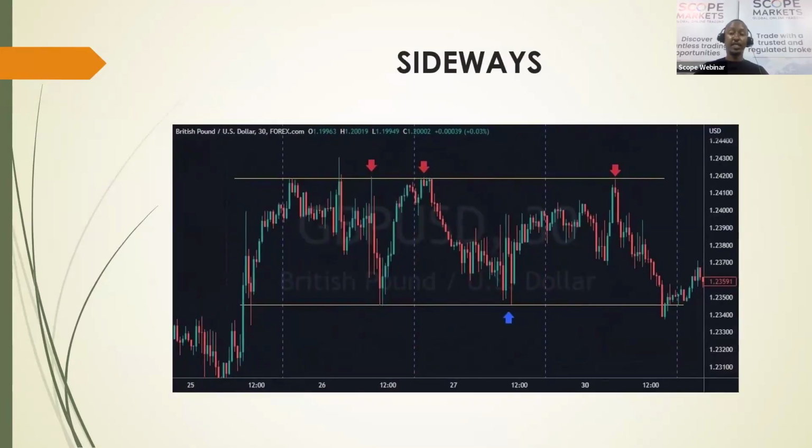This is the sideway market, meaning that the market is trading between a point of support and resistance. How we trade this: we don't just sell because the market is at a point of resistance, or buy because the market is at a point of support.